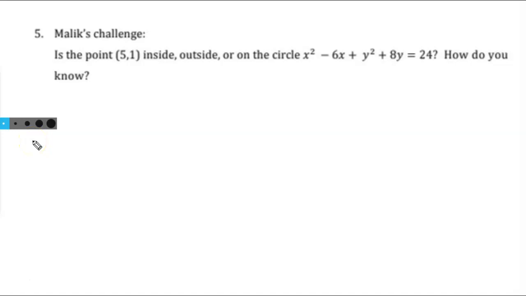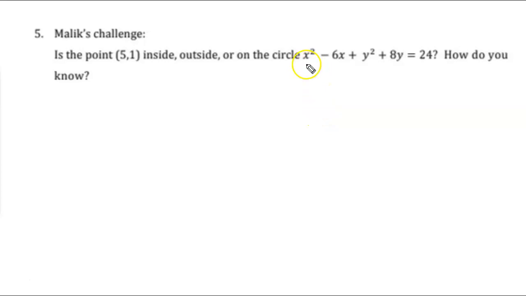Problem number 5, Malik's challenge. Is the point 5, 1 inside, outside, or on the circle x squared minus 6x plus y squared plus 8y equals 24? And how do you know?